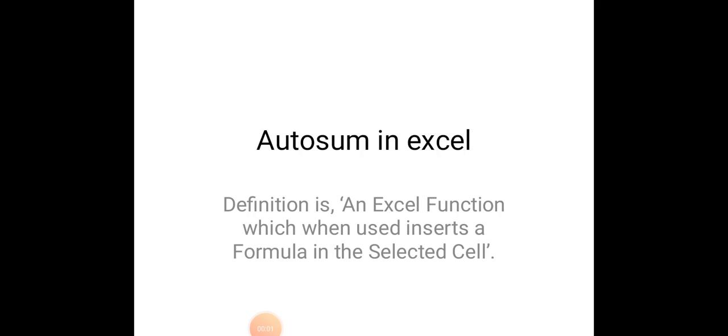AutoSum in Excel. The definition for this is, it is an Excel function which when used inserts a formula in the selected cell. That means that AutoSum is an Excel function. It inserts a formula, for addition, for average, for whatever purpose we want.